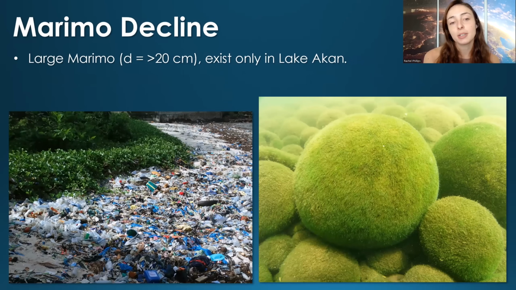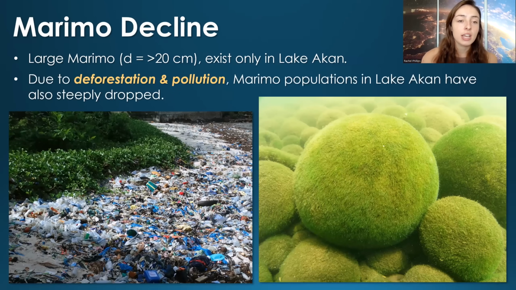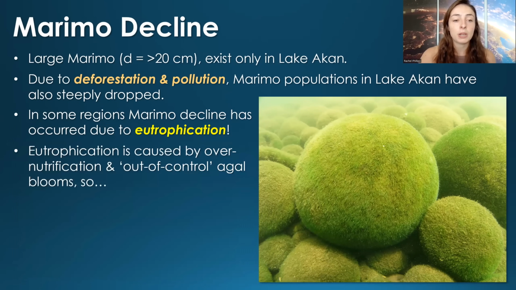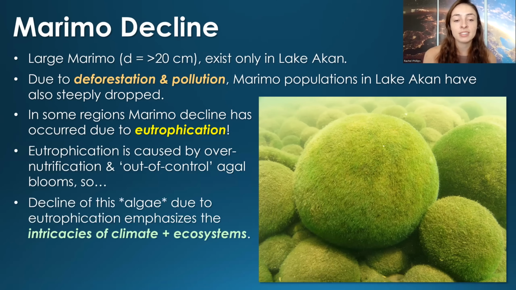Large or giant Marimo, over 20 centimeters in diameter, exist only in Lake Akan to our current knowledge. And due to deforestation and pollution, even those Marimo populations in Lake Akan have been steeply dropping. In some regions, this decline has occurred due to eutrophication. I've talked about eutrophication in many of my videos. It's caused by overnutrification and out-of-control algal blooms, which caught my attention regarding mossballs because I'd never imagined that an algal species would begin to decline due to eutrophication.